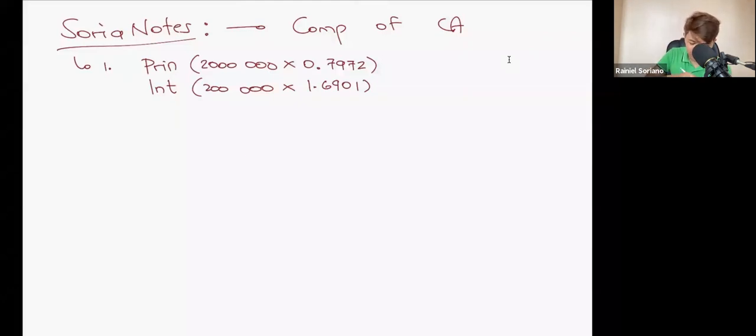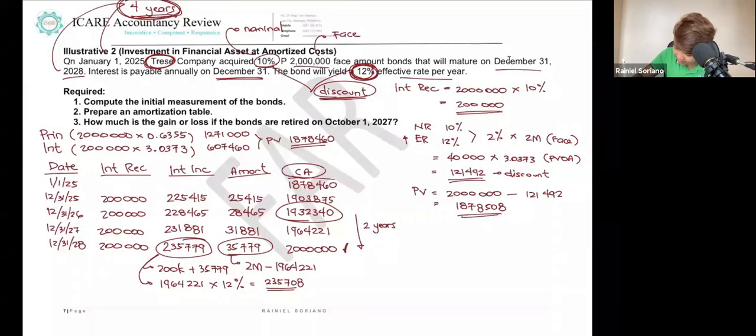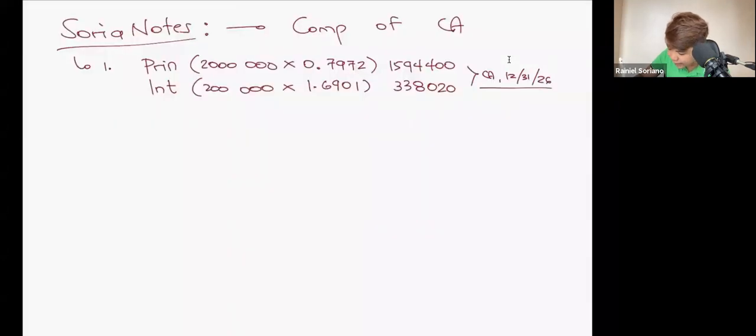So 2 million times 0.7972 is equal to 1,594,400. Then 200,000 times 1.6901 is actually equal to 338,020. Kapag pinag-add natin to, ito pa din yung carrying amount as of December 31, 2026, which is equal to 1,594,400 plus 338,020, or 1,932,420.